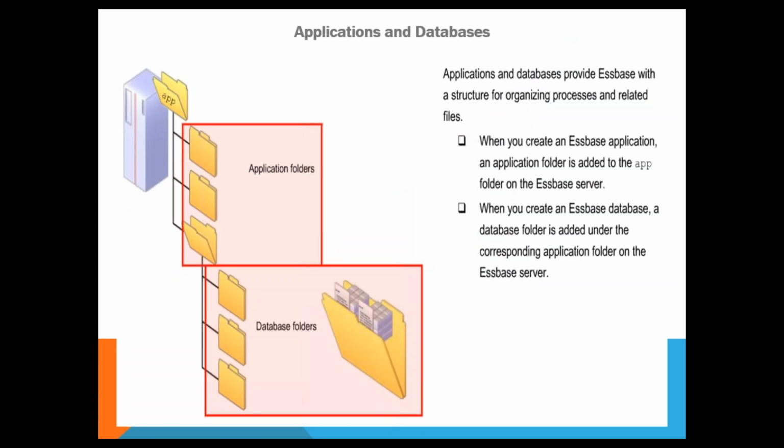Now, applications and databases. There is one major difference. Whenever I get to this topic, there's one thing which strikes me very, very obviously. Applications and databases: there's one major difference between the two storage models, BSO and ASO. In ASO, one application can have only one database. But in BSO, one application can have multiple databases.